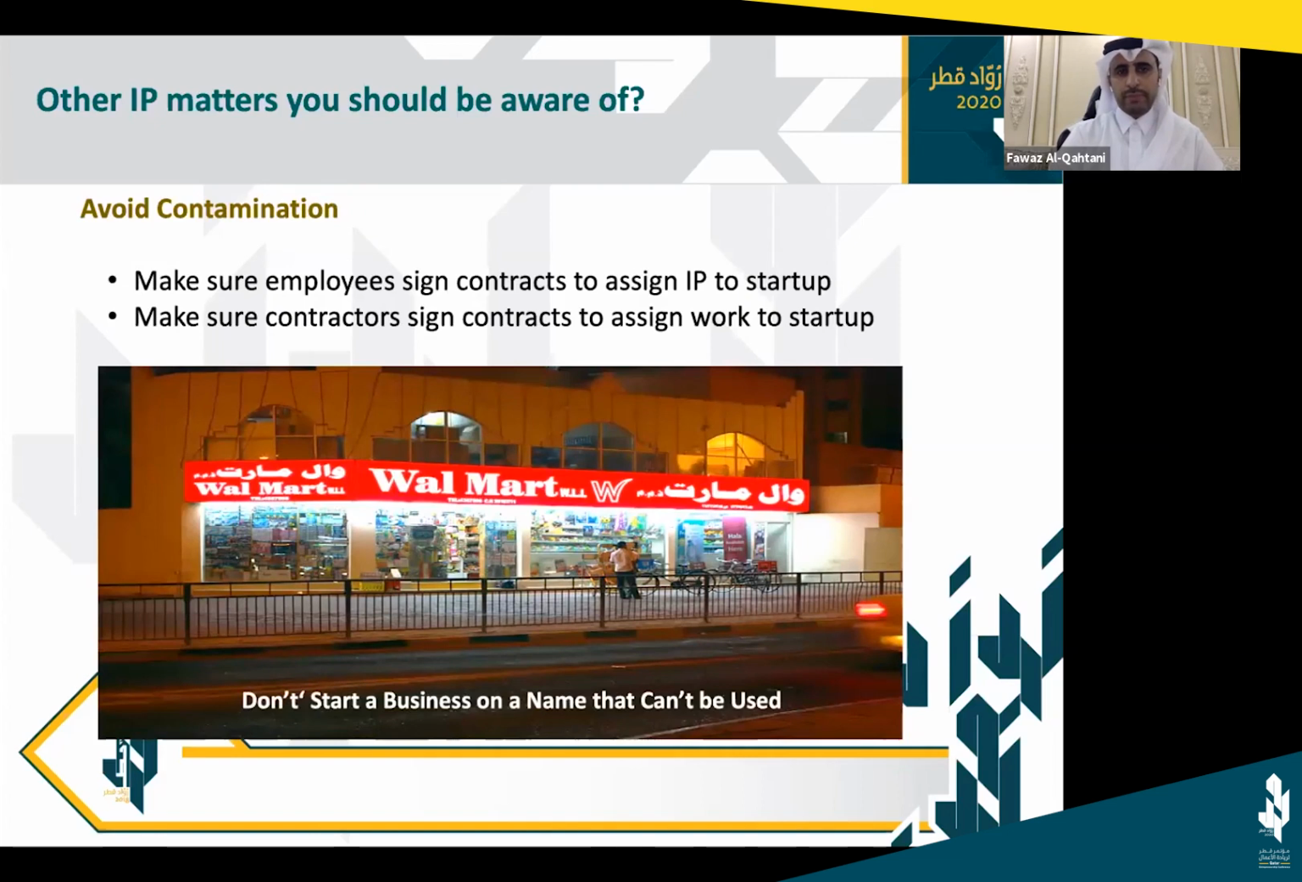What other IP matters should you be aware of? Avoid contamination. Make sure employees sign a contract to assign IP to the startup. Make sure contractors sign a contract to assign work to the startup. These two are very important, and most startups deal with them. One more thing: don't start a business on a name that cannot be used. Try to be unique. Use a name that can identify and represent your business, your product, and that you can use all the time. It may last with you forever.